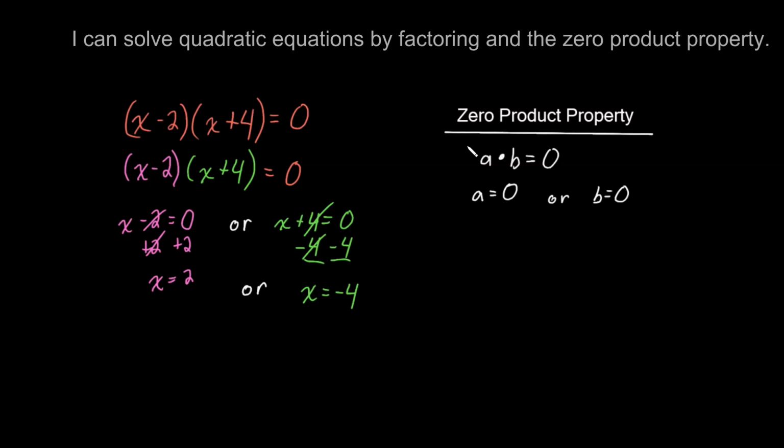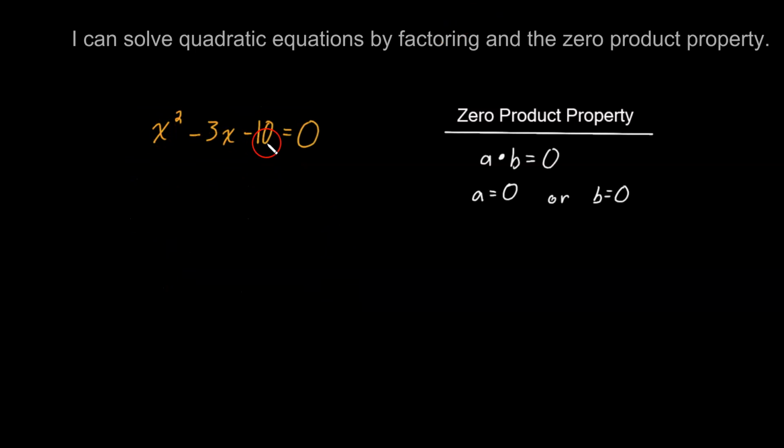Let's look at one more example where we have to factor first. So we're given x squared minus 3x minus 10 equals 0. And well, we can factor this quadratic equation right here. And well, we're looking for factors of negative 10 that add up to negative 3, and that's going to be 2 and negative 5. So this would be x minus 5 times x plus 2 as a factored form equals 0.